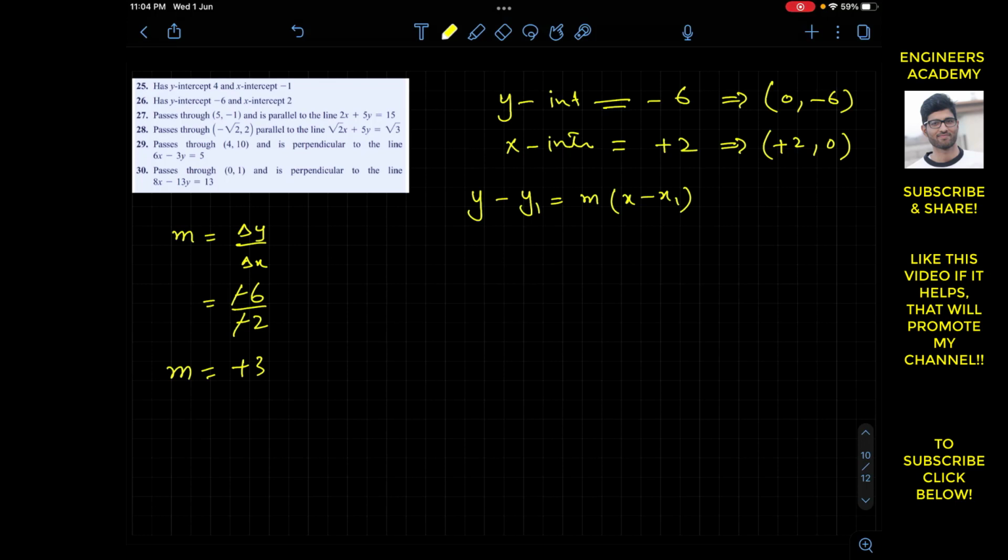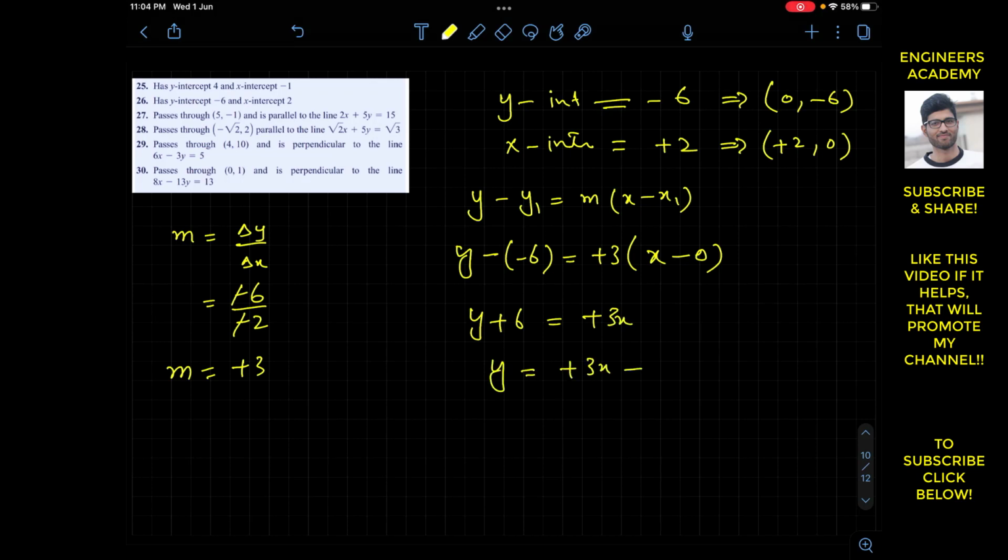So now the slope is +3, and let's say this is x1 and this is y1. So y minus y1, which is -6, equals the slope +3 times x minus x1, and x1 is 0. So y plus 6 equals 3x, or we can say y equals 3x minus 6. This is the equation of the straight line which has y-intercept equal to -6 and x-intercept equal to +2.